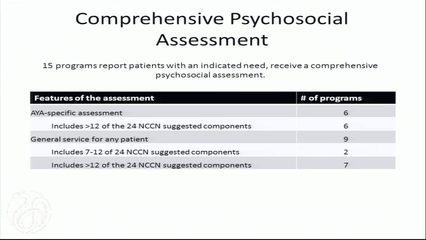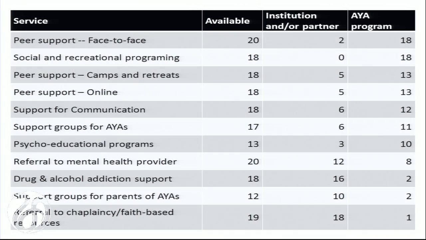9 of the programs have a general service for assessment. This means it's not necessarily AYA specific. It's just that patients in general get some sort of psychosocial assessment. And you can see 2 of those programs have 7 to 12 of the suggested components, while 7 of them have more than 12 of those components.